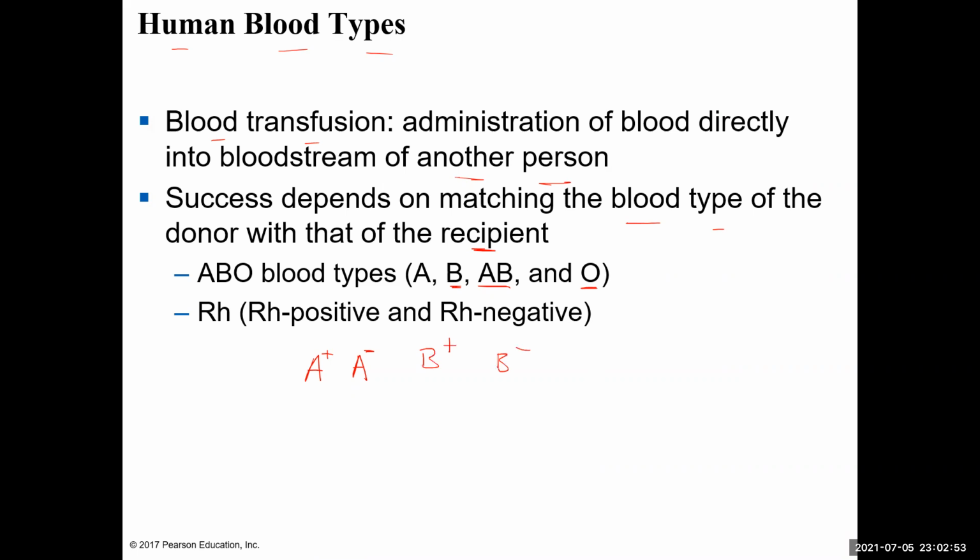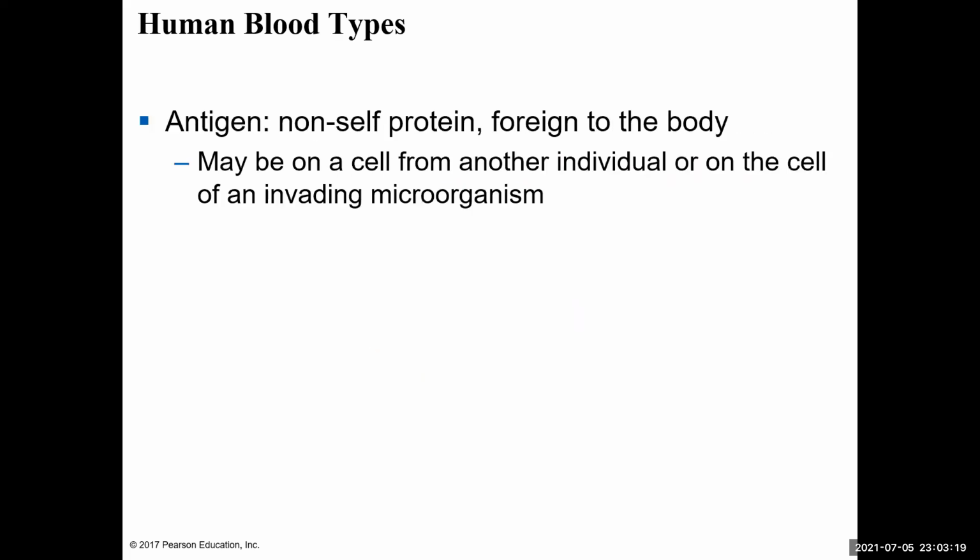So what these positive and negatives basically say is that you either have the RH factor or you don't have the RH factor. Okay? So not only do we have to worry about RH factors, whether they're positive or negative, but we also have to worry about blood types, right? So we want to get the specific blood types and look at whether or not those blood types are positive or negative.